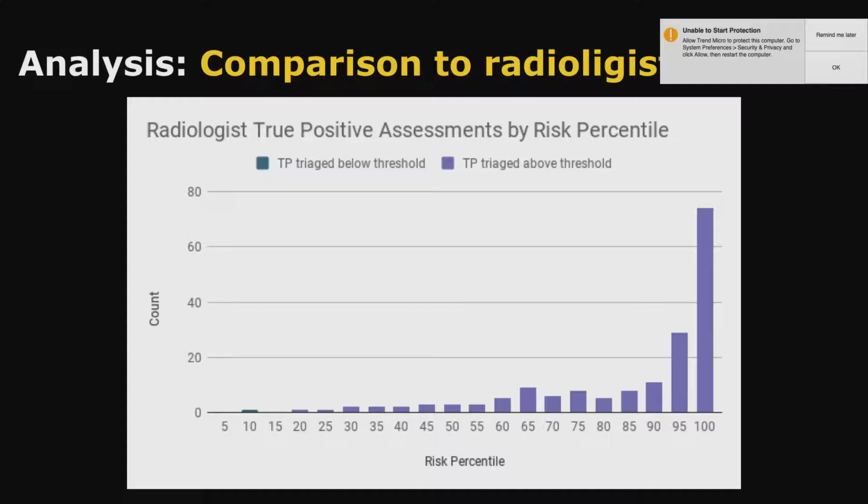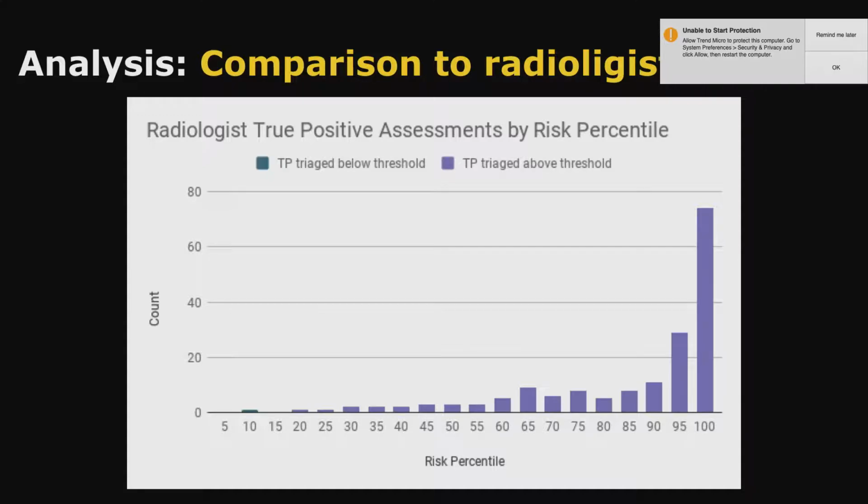The next question is, how does the model assessment relate to the radiologist assessment? To look at that, on the test set, we looked at the radiologist true positives, false positives, true negatives, and false negatives, and where they fall within the model distribution of percentile risk. If they're below the threshold, we color it in this cyan color, and if it's above the threshold, we color it in this purple color. So this is triaged, not triaged.